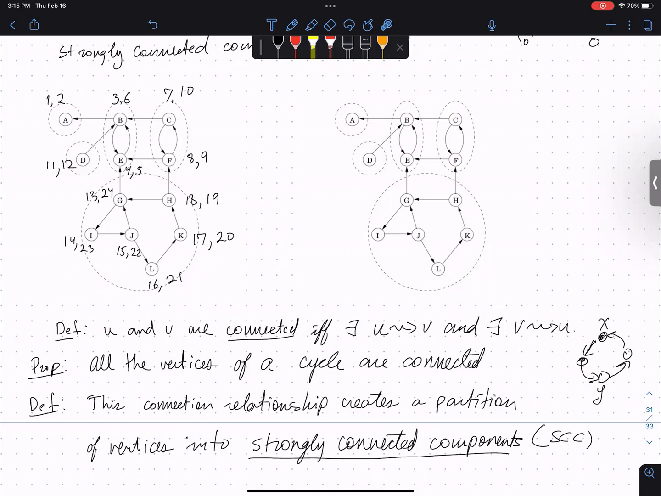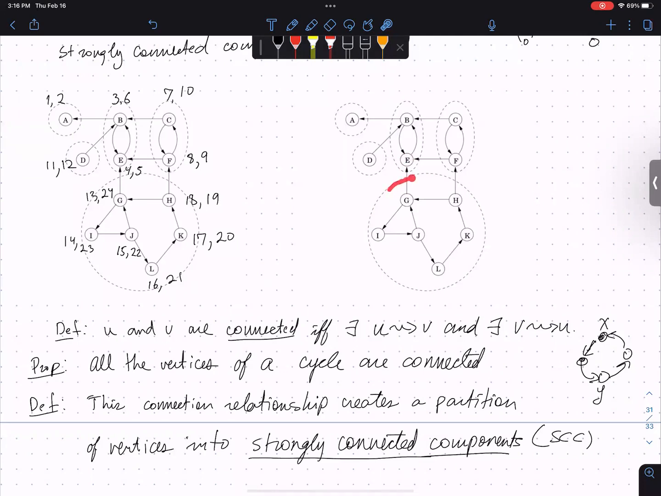To finish verifying that these are indeed strongly connected components, we want to make sure that we can't merge any of these two together to form a strongly connected component. For example, take this big one. Can we add anything to it while maintaining connectivity? Well, you might think, look, there's an edge going out of it to E. So perhaps E could be added to this component.